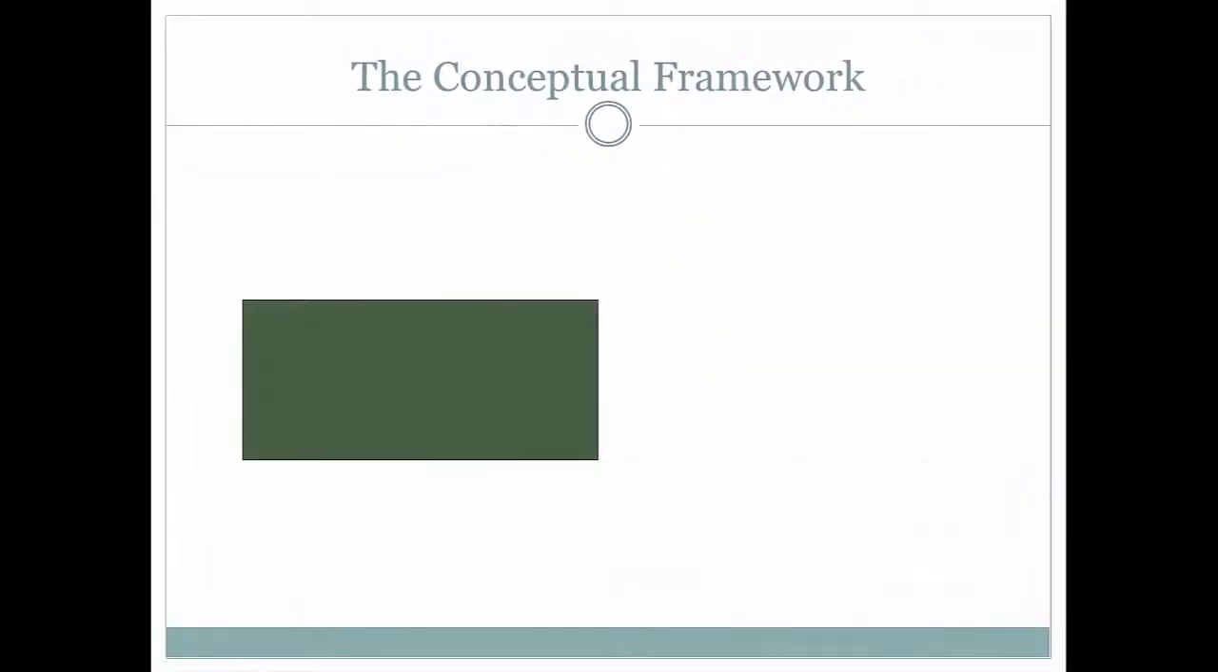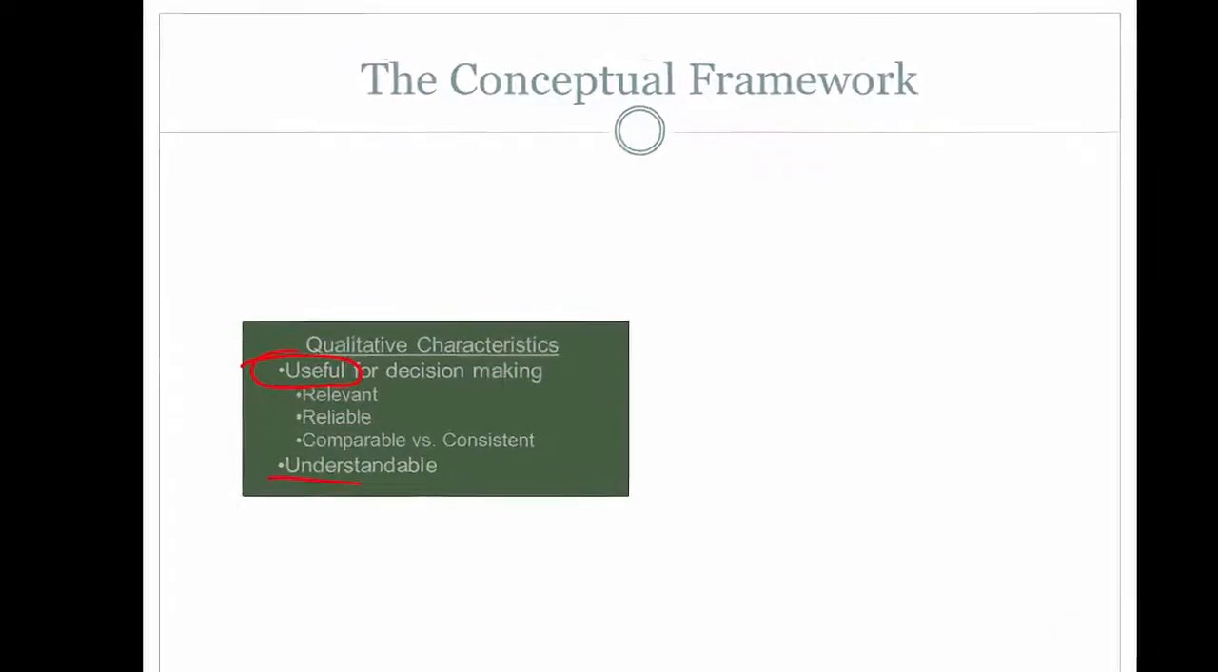Okay. The next thing then that we want to talk about are our qualitative characteristics. And again, we come back to that usefulness idea. We want to make sure it's useful. And in order to make sure it's useful, we want three things. We want it to be understandable, relevant, reliable, and then comparable versus consistent.